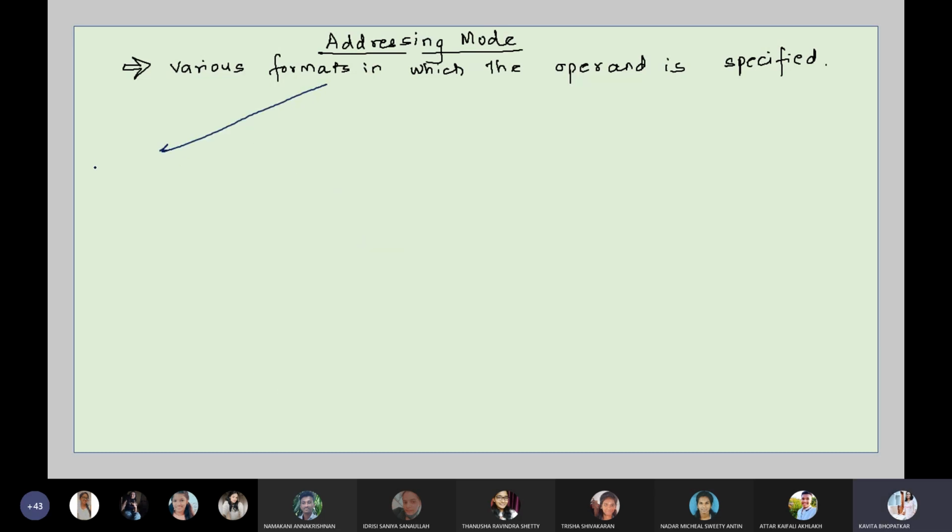Explanation will be given in notes. Direct addressing mode. Okay. When the address is given directly in the instruction where the operation needs to be performed, at that time we say it is direct addressing.